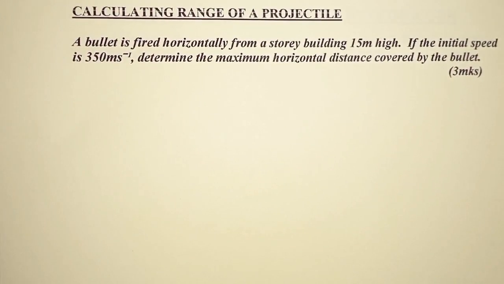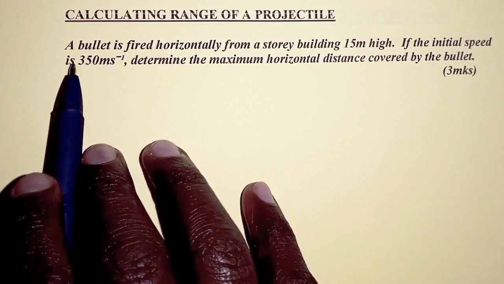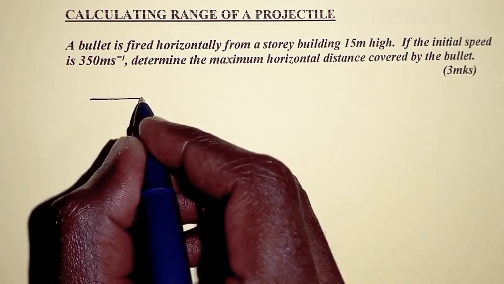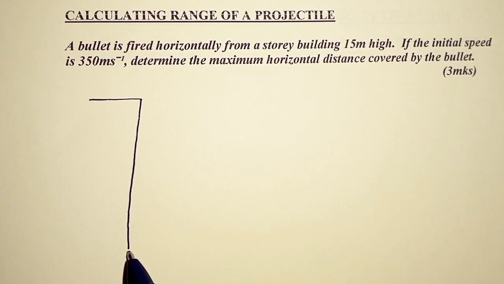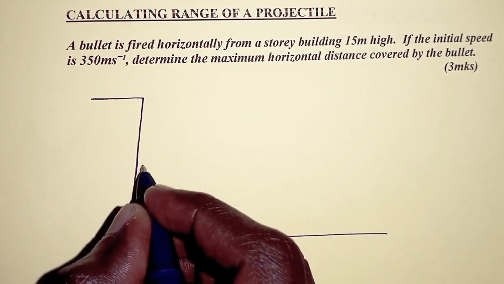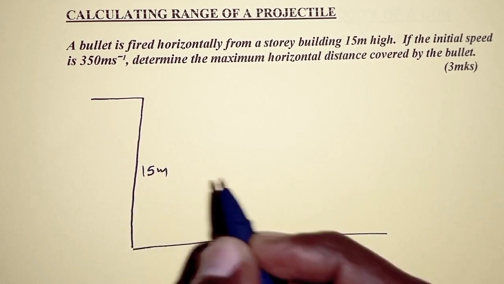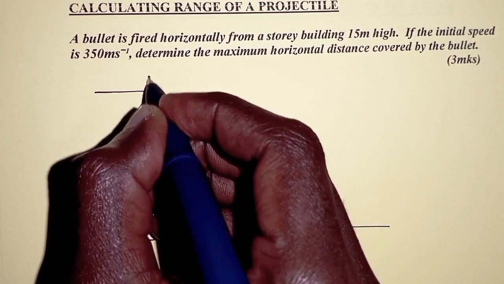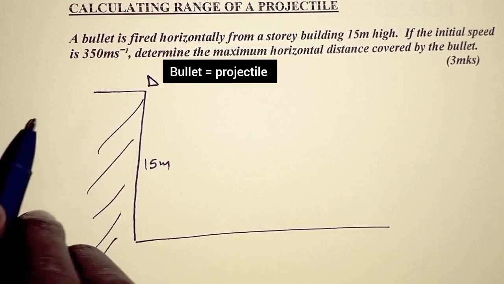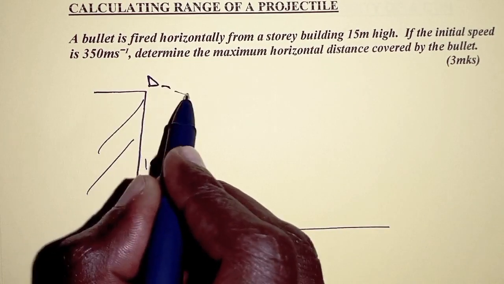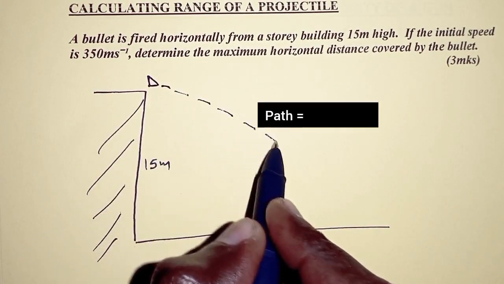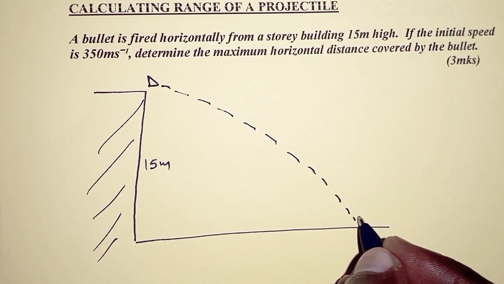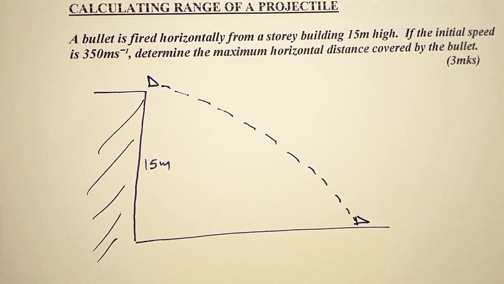So before we continue, I want us to interpret this question in diagrams. So we have a storey building whose height is given as 15 meters. So this is the building, and then a bullet is fired, and the bullet will trace this path, and then it will hit the ground there.